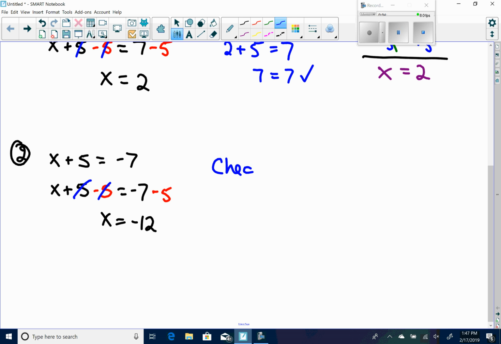And again, we'd like to check this real quick. Substituting in negative 12 for x, we'll get a negative 12 plus 5 equals negative 7. And again, if we look at this negative 12, as we owe 12, but we have 5. So if you owed somebody 12, you pay them $5, you would still owe them 7, which is equal to the negative 7 on the other side.